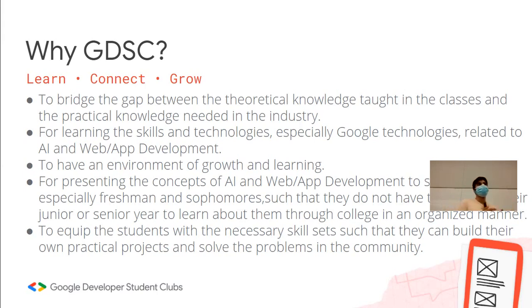So fun fact, this program was started in 2017, so it's pretty recent. It was started in India. The reason was Google saw a trend of people graduating from college and not fitting in for the companies. So the companies had to hire the college students and then retrain them for the same thing. So Google thought to bring this program to campuses, and since then it has spread across the world. Through this program, we'll provide you with skills related to AI and web and app development. We'll also provide you an environment of growth and learning, which is extremely important as students.